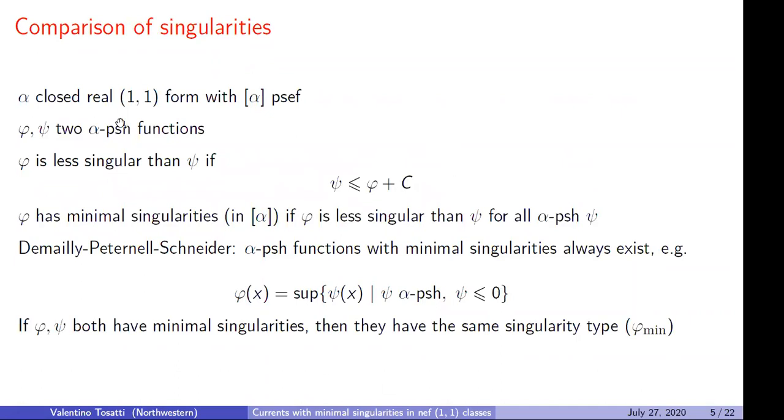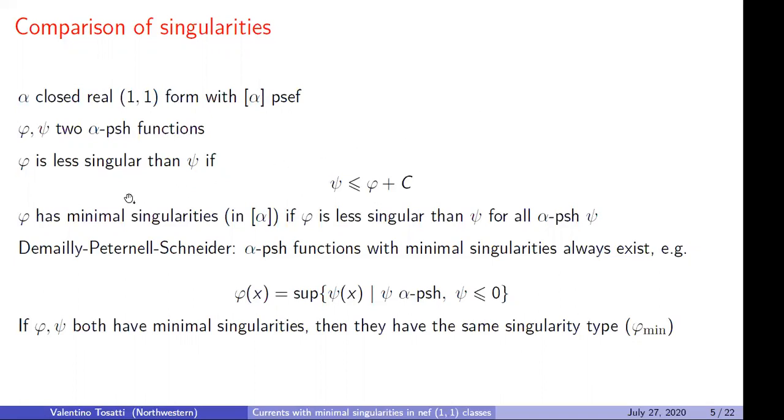And so it's natural to say that if you have two alpha-PSH functions, where alpha is some fixed closed real (1,1)-form, of course the class has to be pseudo-effective, then we can say that one, say phi, is less singular than psi if phi is above psi up to a constant. So if there is any minus infinity locus, then psi goes to minus infinity faster than phi. So that in this sense has more singularity.